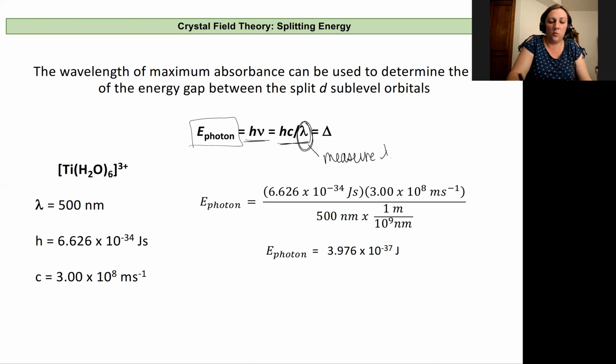And we're measuring the wavelength of light that's absorbed by a compound. And Planck's constant and the speed of light are both constant values that we can look up. So from that wavelength of light that's absorbed, we can calculate the energy of the photon. Because it's just one photon of light that's being absorbed to make that electronic transition, that energy is going to be our crystal field splitting energy.